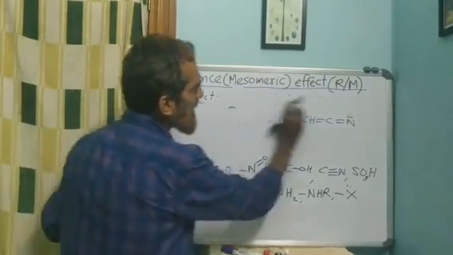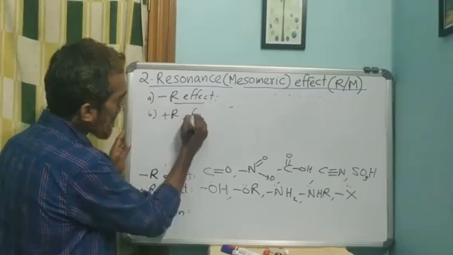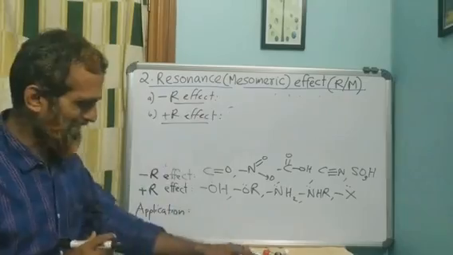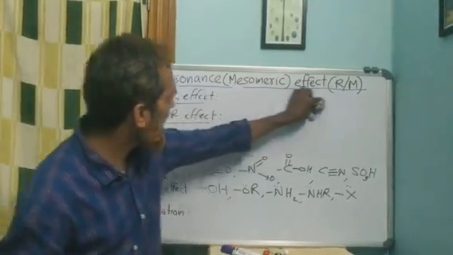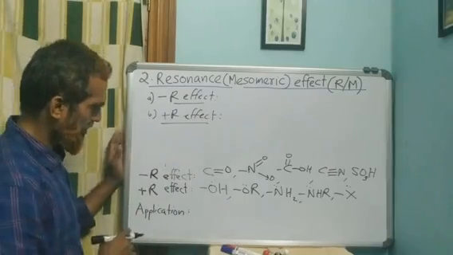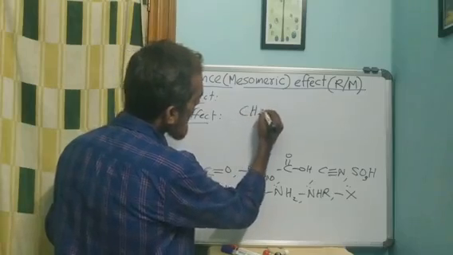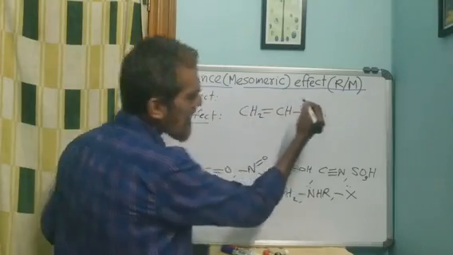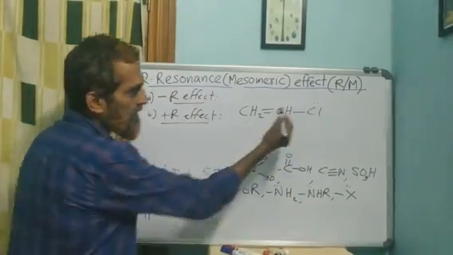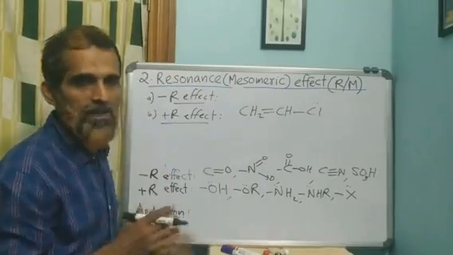Coming to the next one, that is plus R effect. Plus R effect or plus M effect, that is electron donating resonance effect. Certain groups donate electrons away from them. Let us take an example. This one, CH2 double bond CHCl. What is this? Vinyl chloride. You know, chlorine has a lone pair. So this is a conjugation. Pi bond or double bond, single bond and a lone pair is the right position for delocalization.